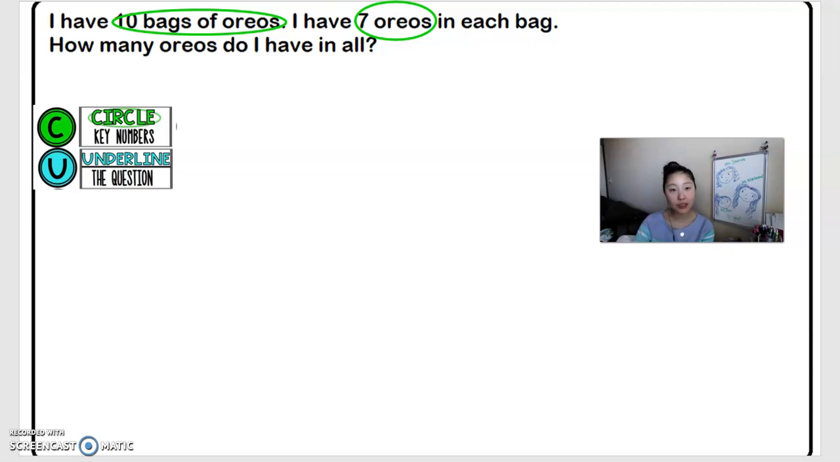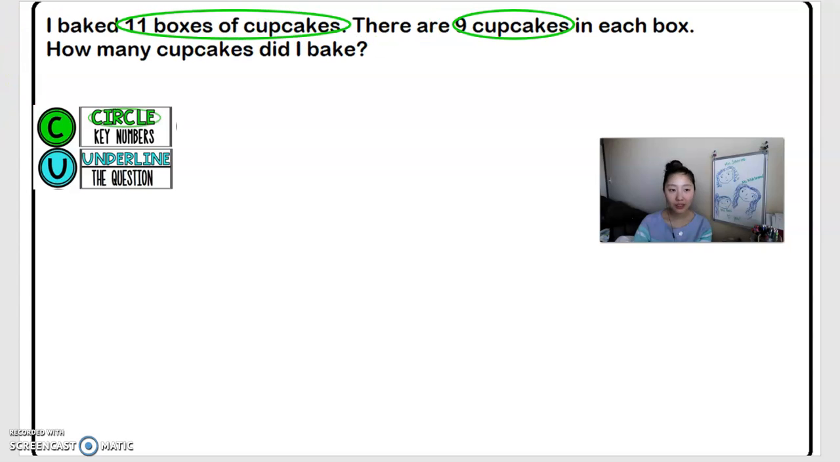Again, same process. Pause, point to the question, unpause. Your question should have been, how many Oreos do I have in all? And one last one. I baked 11 cups of cupcakes. There are 9 cupcakes in each box. How many cupcakes did I bake? Again, pause, point to the question, and then unpause. Your question should be, how many cupcakes did I bake?